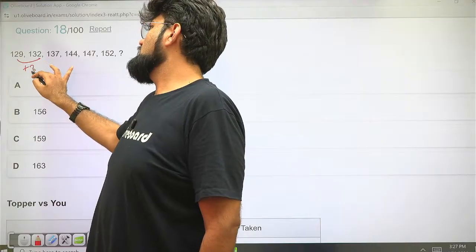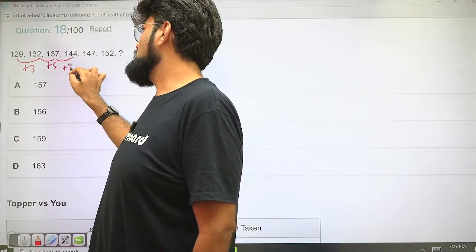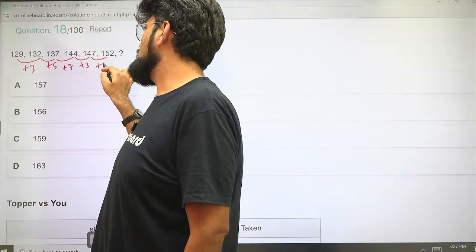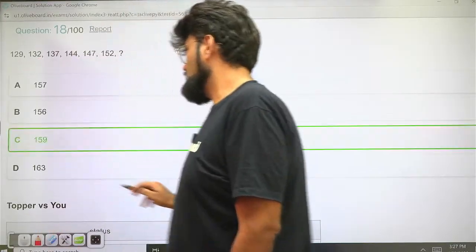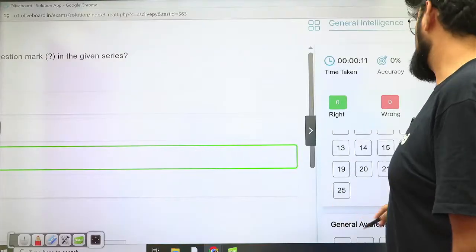So plus 3, plus 5, plus 7, plus 3 again, plus 5 again. Pretty easy, I think. 159. Option C is the correct answer. Just a visual question this was, 23 seconds. Next.